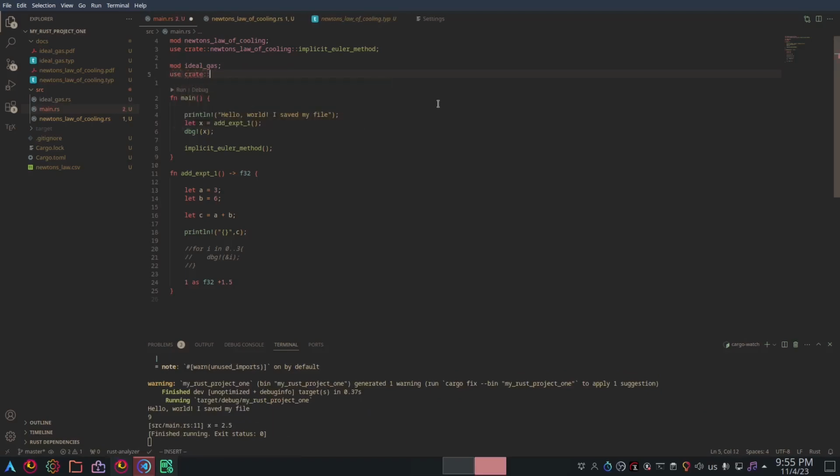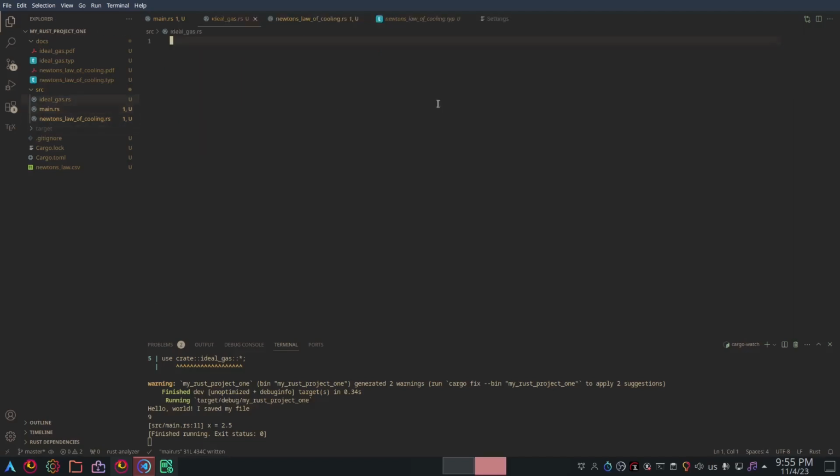Use create ideal gas. Use everything within it. This is the pattern I'm used to. I'm going to go to the ideal gas. Okay, I'm not going to use my mouse since I've been using key bindings, but I prefer to use Vim. But anyway, ideal gas. I'm going to make a function here, right?